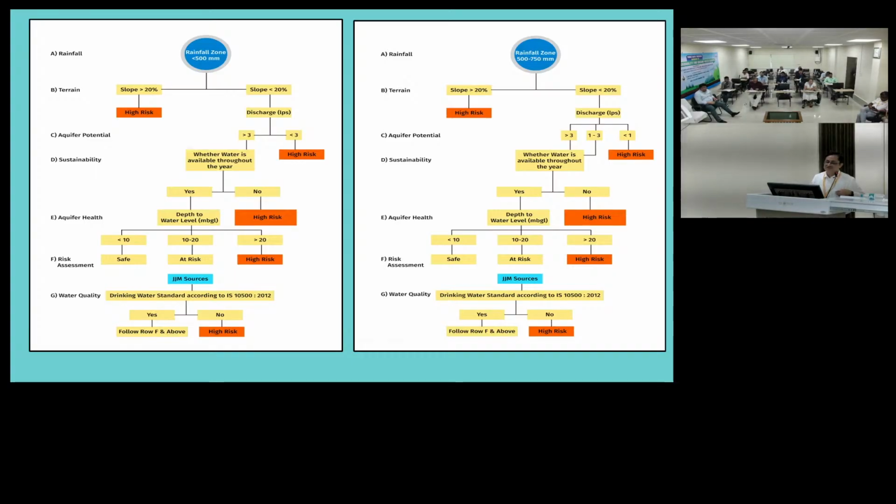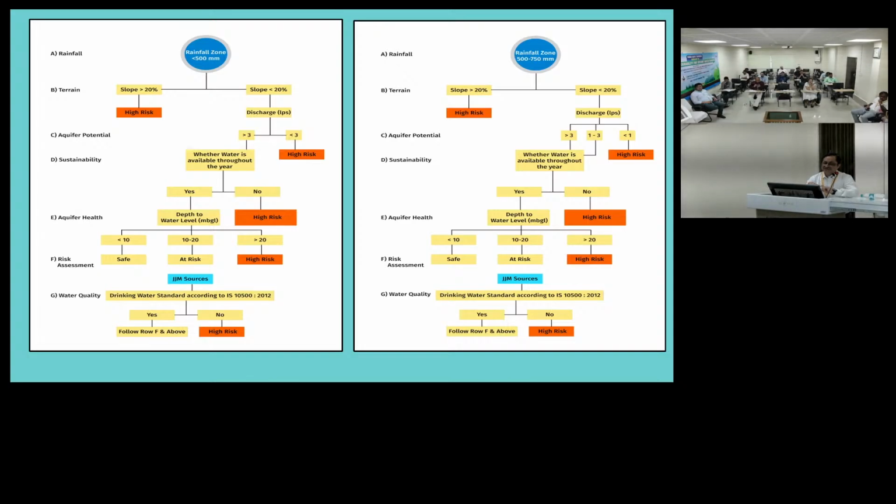So these are the situations that I have prepared. While deciding how to decide, there are so many parameters. Now how will you decide whether the village is at risk, at high risk or safe? The first situation is, say, I am taking very little rainfall, less than 500 mm in that area. The parameters I am using here are rainfall, terrain, aquifer potential, sustainability, aquifer health, risk assessment, and the last one is groundwater quality. For terrain, we have to see whether the slope is less than 10-20% or more than 20%.